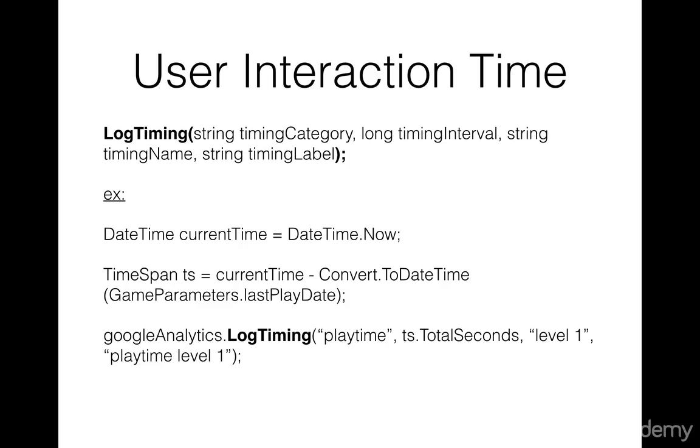And then you do the log timing. So Google Analytics dot log timing. And here we're logging the play time, and we put ts dot total seconds. Now, total seconds is an attribute of the time span. It comes with it, so you don't have to do any kind of magic here. You can do total seconds, total minutes, total hours. It's part of the Unity framework. Then we say it's the level 1, and the label is playtime level 1. So that's a quick and easy way to know how long a user is playing a level for. So you can tell which level is more popular than others, and which one is too hard, so people don't play it for long, right? Excellent.